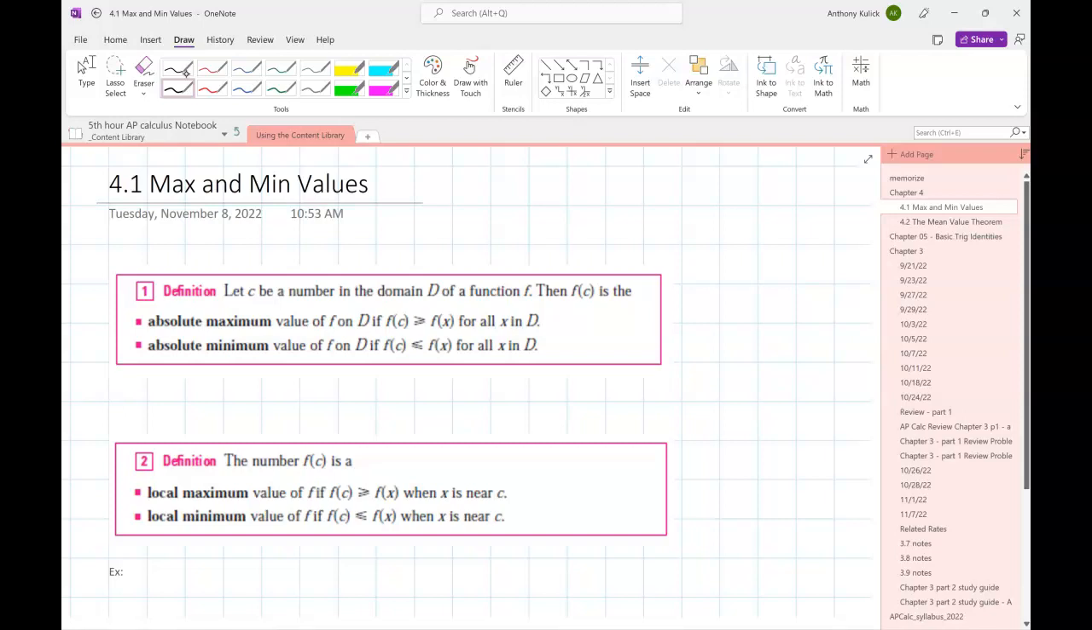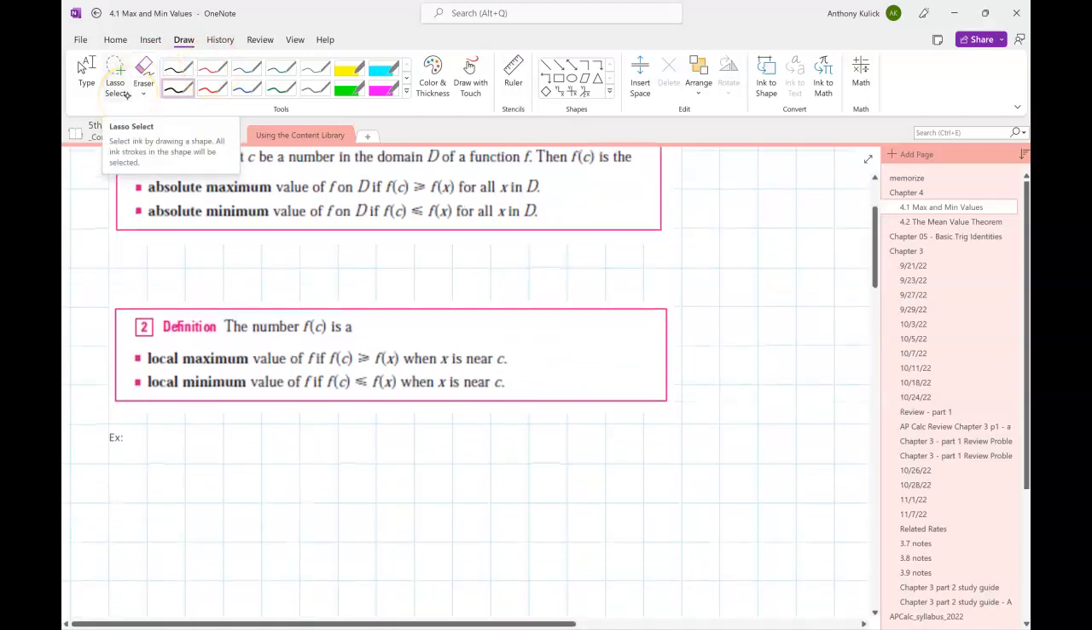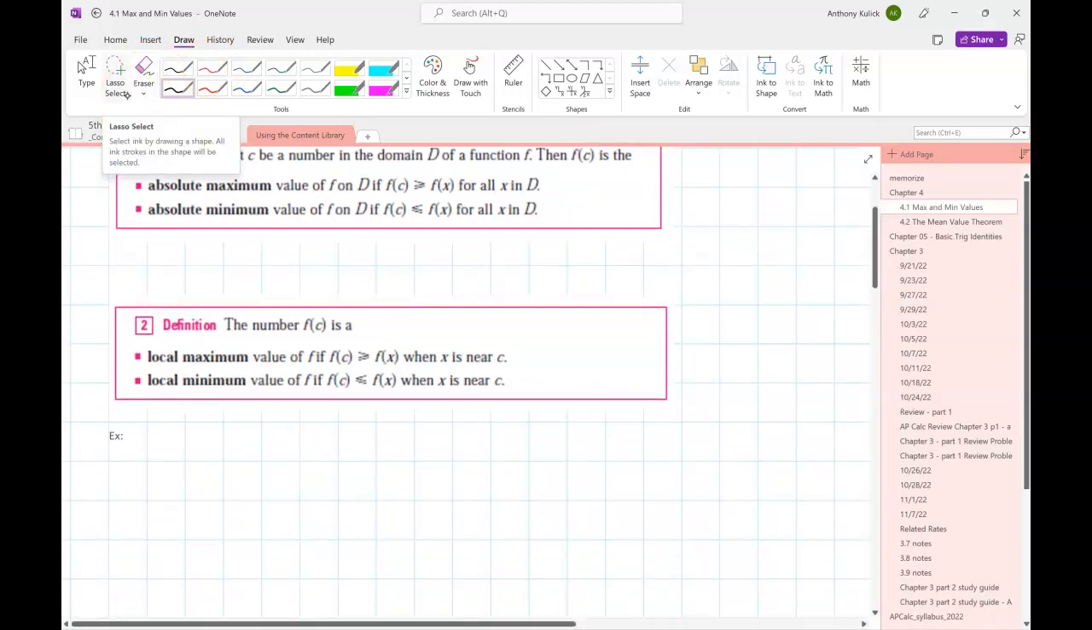Part 2 talks about local maxes and mins. A local maximum is a number f of c such that f of c is greater than or equal to f of x, where x is near c. So we're just talking about the local area around c. And then a local minimum, same idea, except f of c is less than or equal to f of x for all x near c.